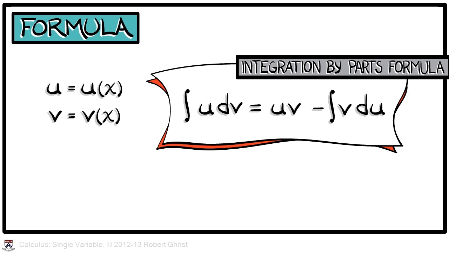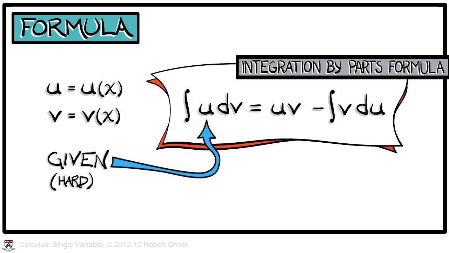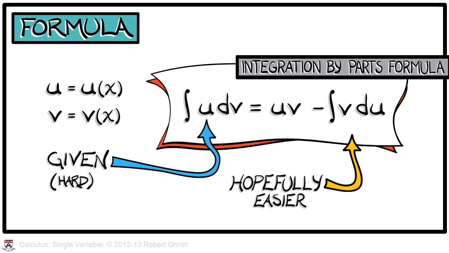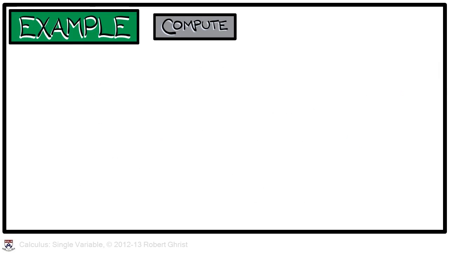Now again, as a reminder, u and v are functions of some third variable, say x, and the way that this is typically applied is that you are given one of these terms, let's say the integral of u dv, as your problem. And this is a hard integral, one that you're not sure how to evaluate. What the integration by parts formula does is give you a hopefully easier integral in the form of the integral of v du. Let's look at this in the context of an example.